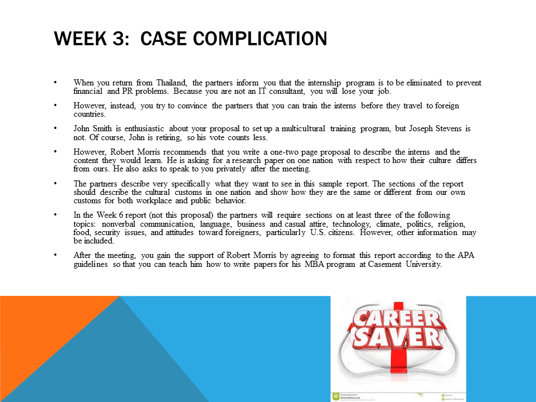You have to choose 3 at least, but you could throw in other topics as well. They have some flexibility. So after the meeting, you gain the support of Robert Morris by agreeing to format this report according to the APA guidelines so that you can teach him how to write papers for his MBA program at Casement University. I have put this in because probably most of you realize we don't format business reports in the workplace in the real world according to the APA guidelines. But writing 293 has it as a learning outcome, so that's why you're using the APA.